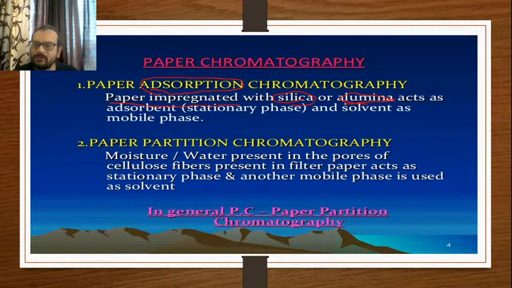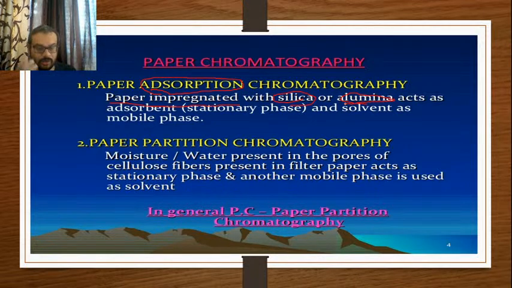Now if you are going for paper adsorption chromatography, the paper has to be impregnated with some solid support or solid stationary phase, and in paper adsorption chromatography this employs a thin layer of silica crystals or alumina crystals, which act as an adsorbent or stationary phase, and the solvent is chosen depending upon the polarity of your molecule. So adsorption chromatography involves solid silica gel or alumina on a paper, and your mobile phase.